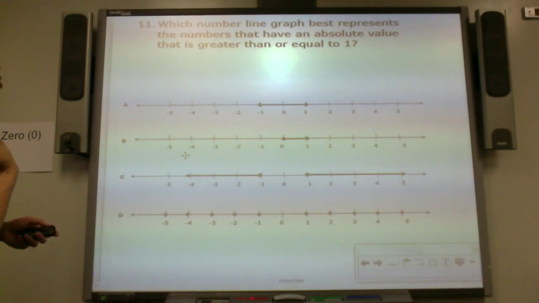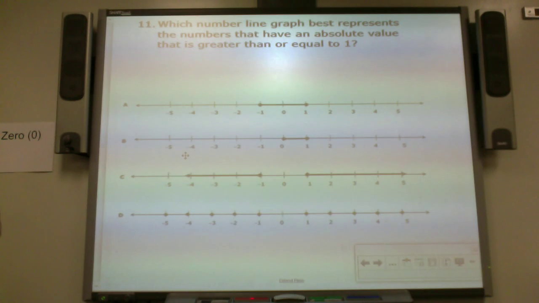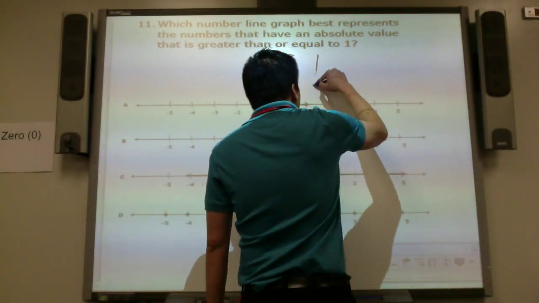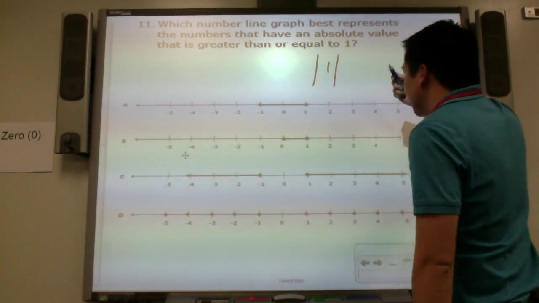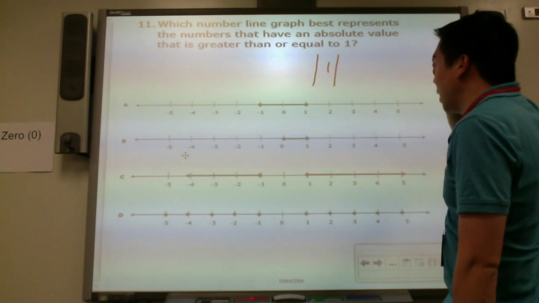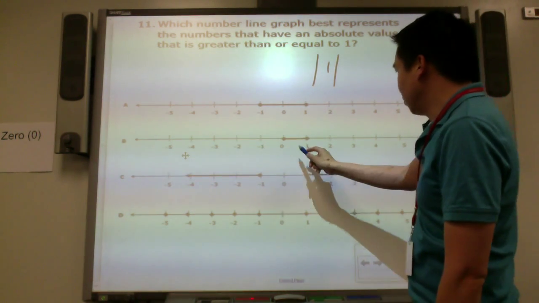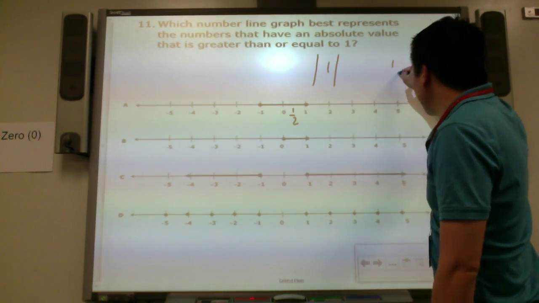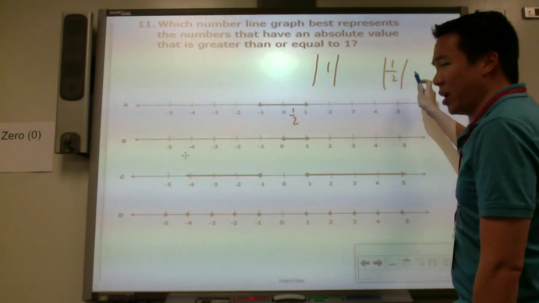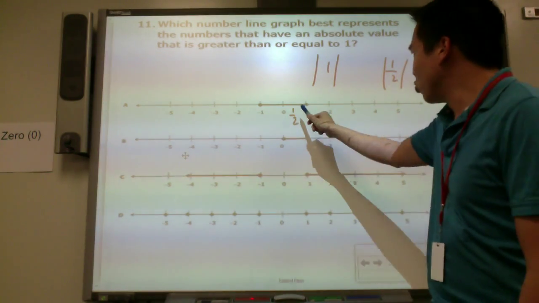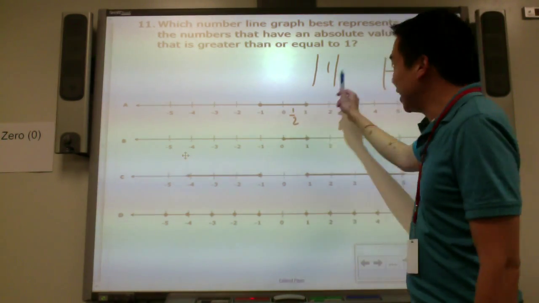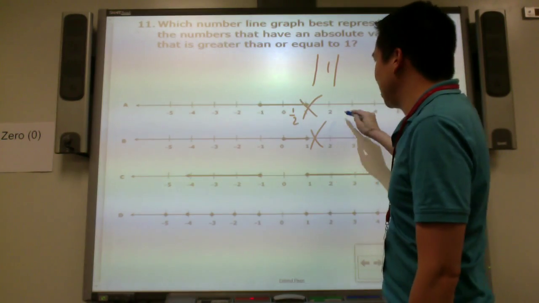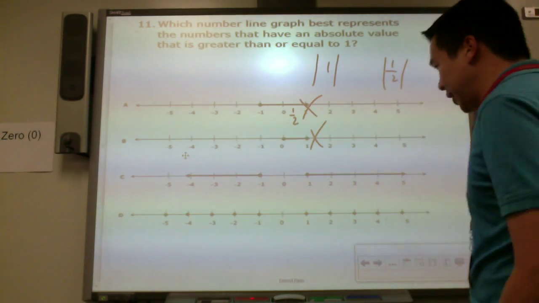11. Which number line best represents the numbers that have an absolute value that is greater than or equal to 1? So here's absolute value 1. So it has to be greater than 1. Well, let's look at this. Is 1/2 greater than 1? Absolute value is how far? How far is 1/2? It's half a unit. Is that greater? No. These two are wrong. So it's either C or D.